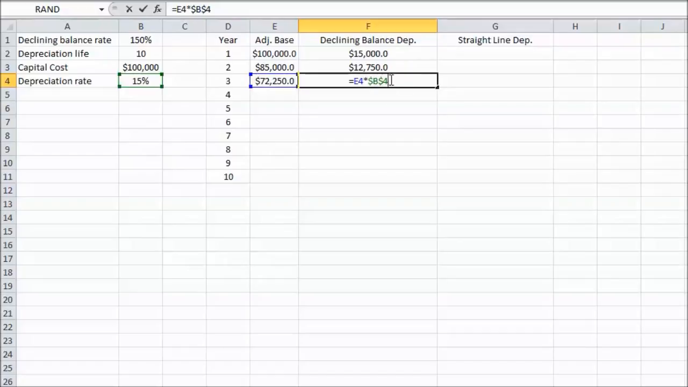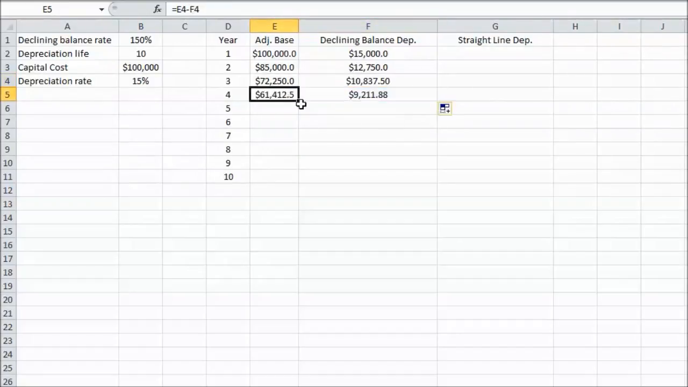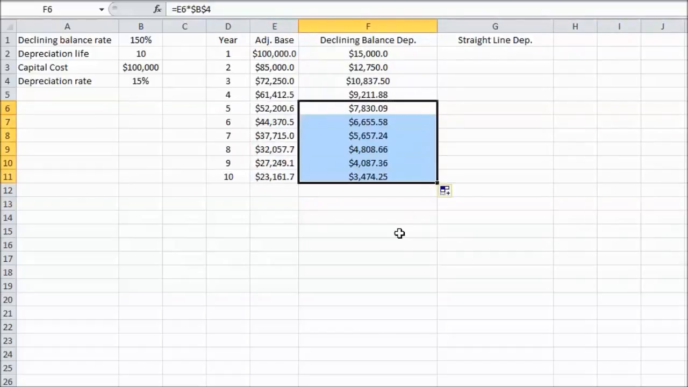So Excel is going to read the depreciation from this cell, and it is going to read the adjusted base from this cell. So I can continue this and calculate these one by one, or I can just apply this to the later years and apply these to the following years. So these are the depreciation rates for 10 years using the declining balance.